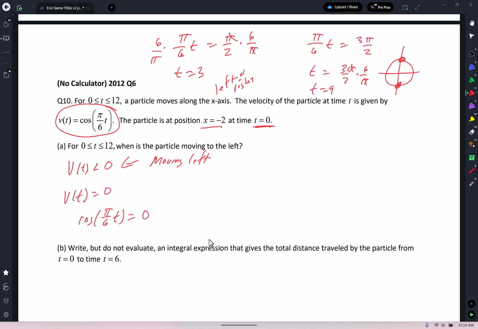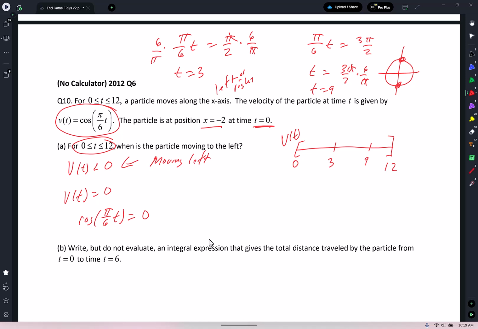These are just my values where velocity is 0, guys. I think that's all of them between 0 and 12. So 3 and 9. I guess another one's 12, but at 12 it doesn't matter because you're already right at the edge, because it's between 0 and 12. 12 pi over 6 is 2 pi, and cosine of 2 pi is 1. So 3, 9. Yeah, that's it.